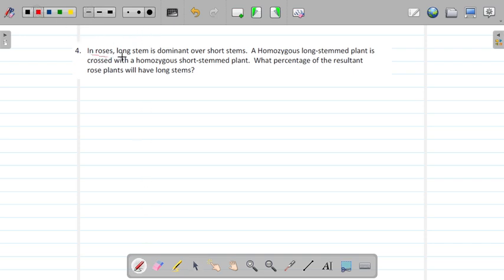In roses, long stem is dominant over short stem. So long is dominant over short. A homozygous long stem plant, meaning the alleles are the same, is crossed with a homozygous short stem plant. What percentage of the resulting rose plants will have long stems?